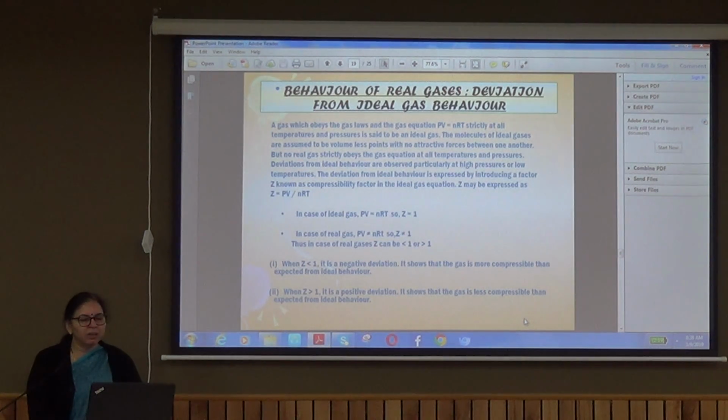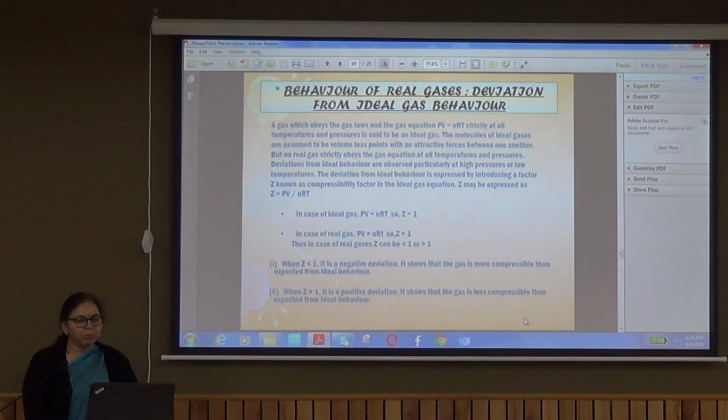Now, behavior of real gases means deviation from the ideal gas behavior. A gas which obeys the gas laws and the gas equation PV equals nRT at all temperature and pressure is said to be an ideal gas. The molecules of an ideal gas are assumed to be volumeless points with no attractive forces between one another. But actually, no real gas strictly obeys the gas equation at all temperatures and pressures. Deviations from ideal behavior are observed particularly at high pressures or low temperatures.